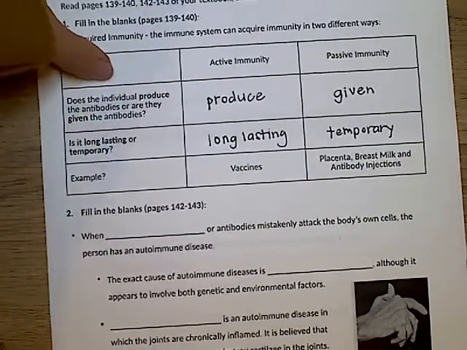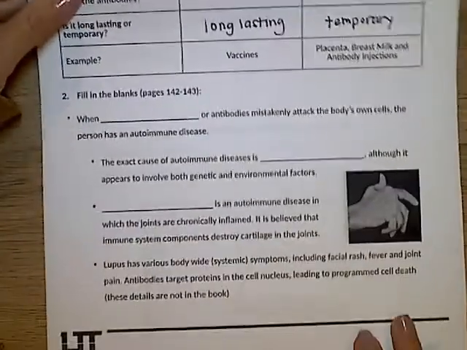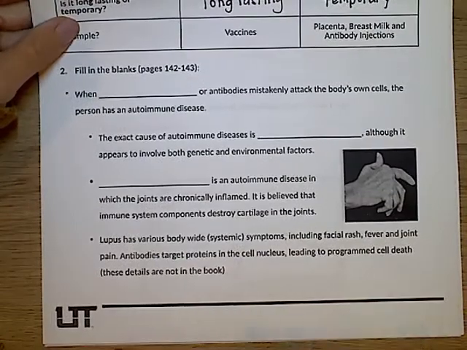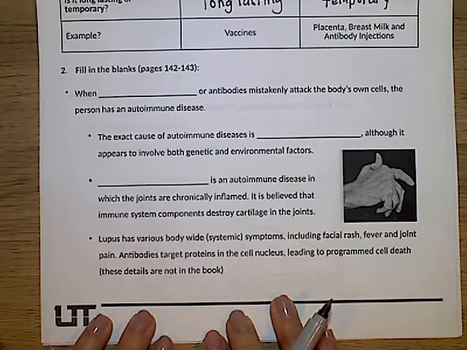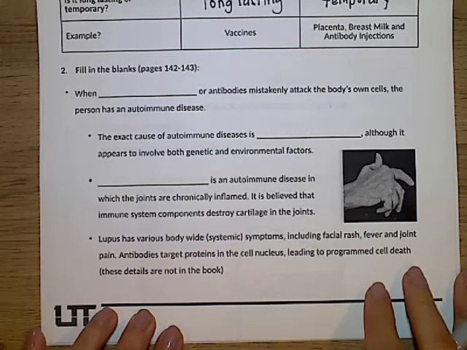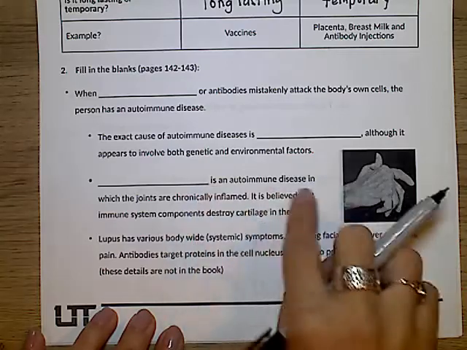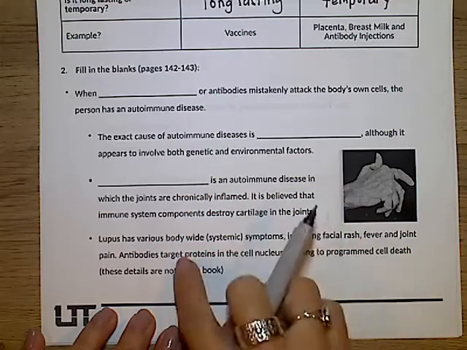So for the second part of the pre-lecture assignment, it goes over autoimmune diseases. It mentions two, rheumatoid arthritis and lupus. So for the exam, just make sure you know that if you were given a definition that you could say which one is which.